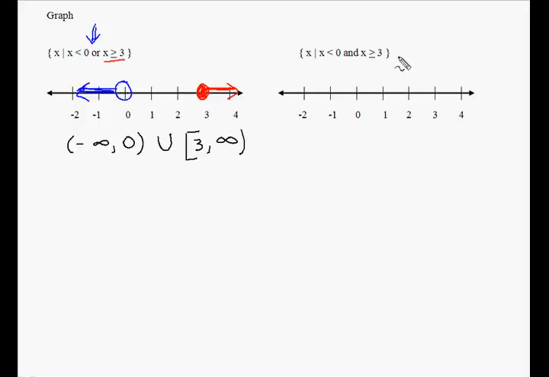Let's look and see how this compares if we have an AND statement. We want x to be less than 0 again, so that would be an open circle, and I'm going to do this above the number line. And going to shade to the left.